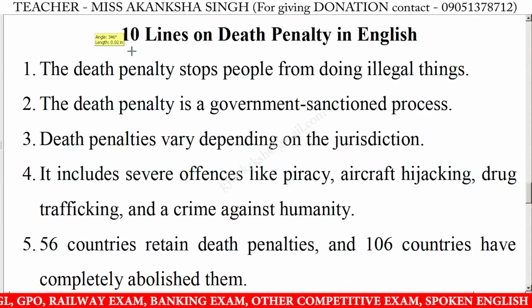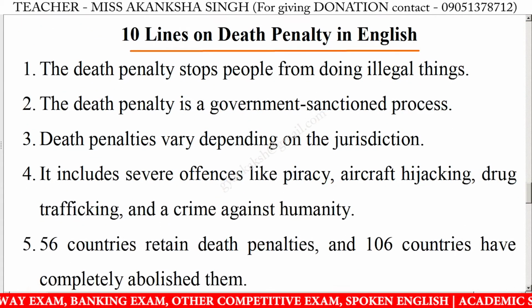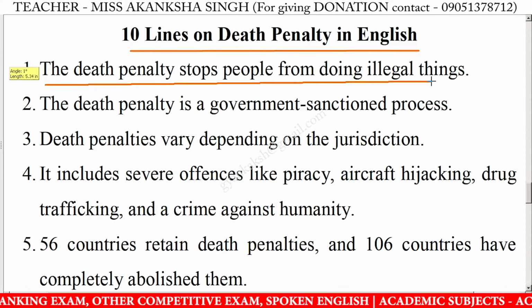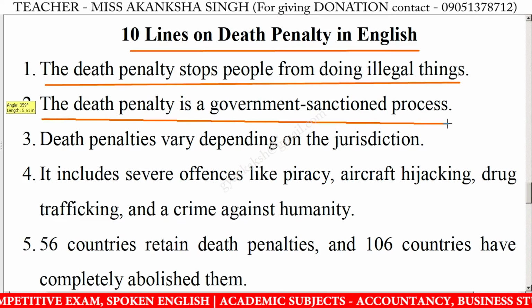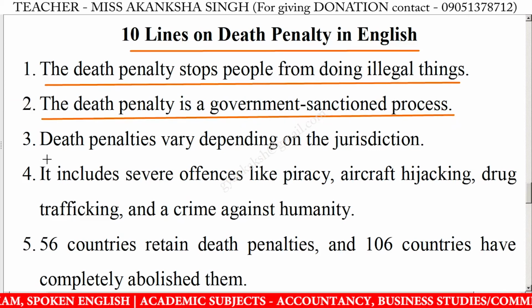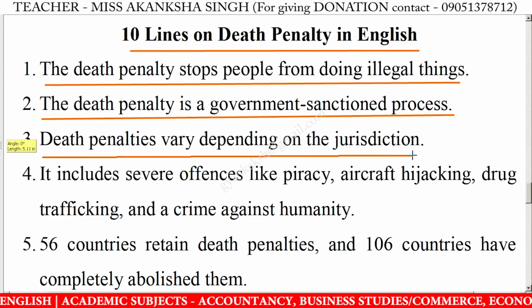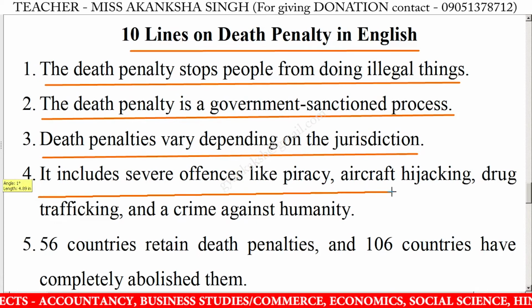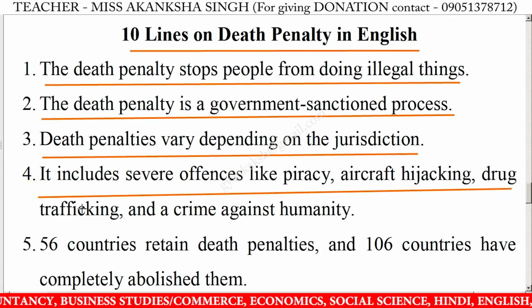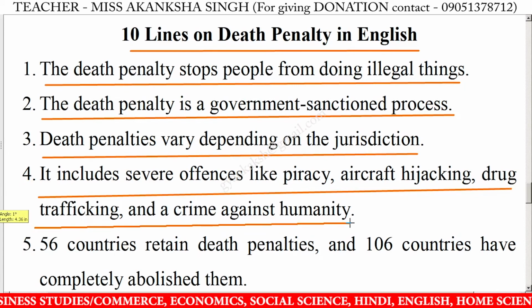10 lines on death penalty in English. The death penalty stops people from doing illegal things. The death penalty is a government sanctioned process. Death penalties vary depending on the jurisdiction. It includes severe offenses like piracy, aircraft hijacking, drug trafficking, and crimes against humanity.